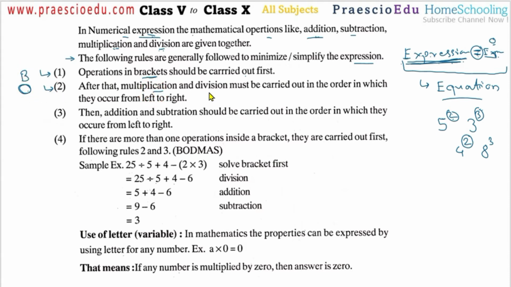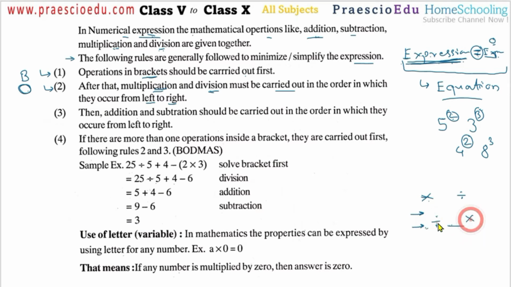After that, this is very important: multiplication and division must be carried out. Multiplication or division we have to carry out in order from left to right. Suppose there is a multiplication here and a division here, which one do we solve first? From the left side. First there is a multiplication, so we carry out the multiplication first and then solve the division. Suppose there is a division in the expression and later a multiplication, then from the left side the first is division, so we solve the division first, then the multiplication.